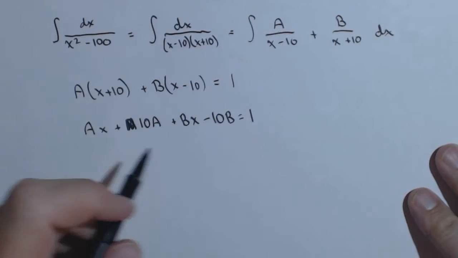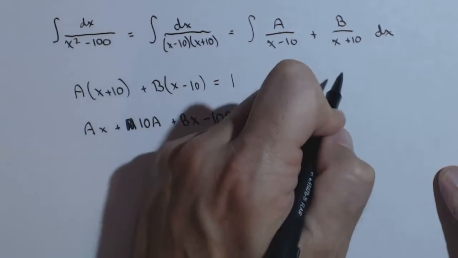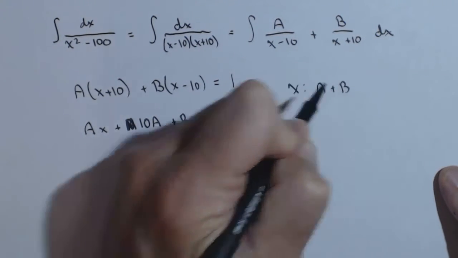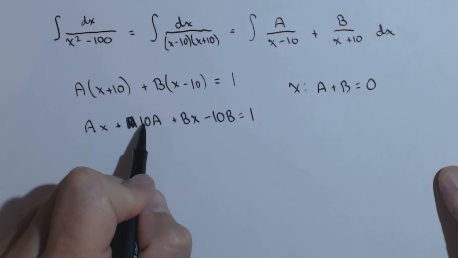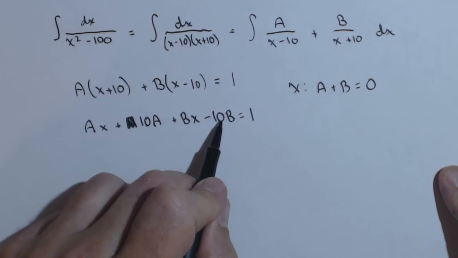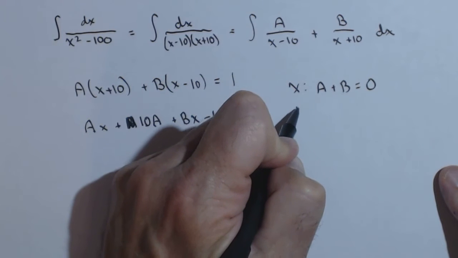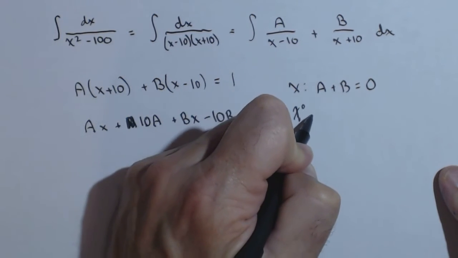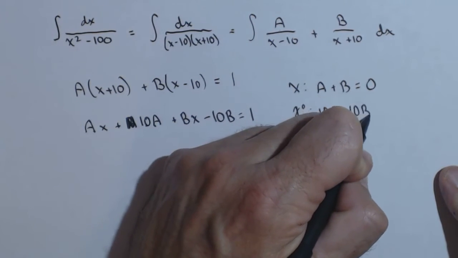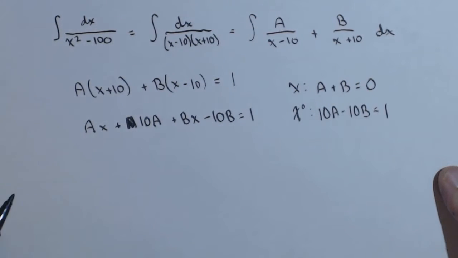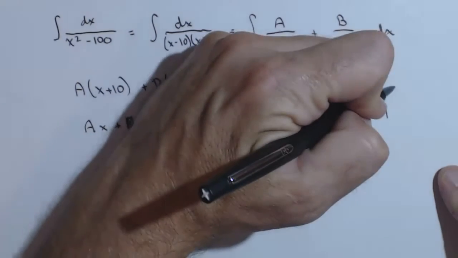Now one way of doing this is I like to group them. So the x's, there's an Ax and a Bx, so A plus B, but there were no x's on this side. I want A plus B to equal 0. Now for the constants, or sometimes I like to write x to the 0, I have 10A minus 10B has to equal 1, because we want the constants to come out to 1. So there is our system of equations.